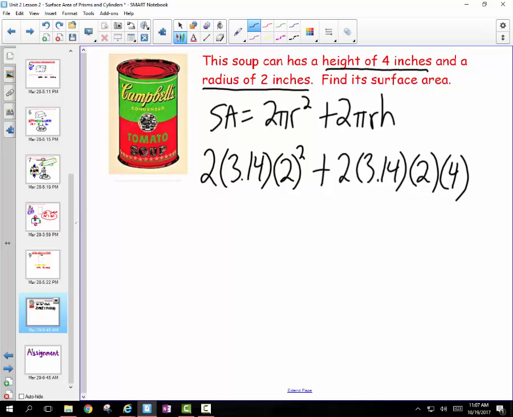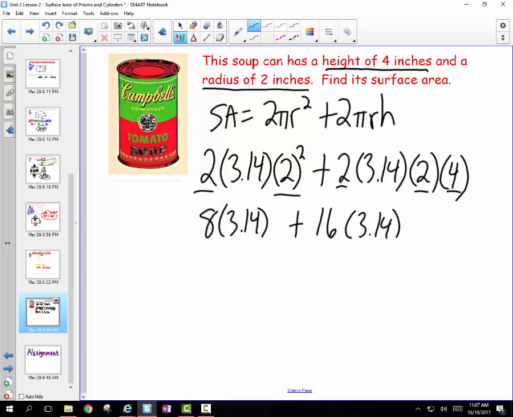Lots of cleanup that we could do here. I have 2 squared, and then I have pi. Well, 2 squared is 4, and 4 times 2 is 8. This is 8 times 3.14. And then I'm going to still have this over here, 2 and 2 and 4. 2 times 2 is 4, 4 times 4 is 16. And then I have 16 times 3.14. I have 8 times 3.14 plus 16 times 3.14.